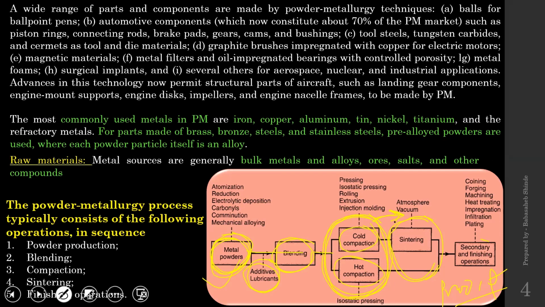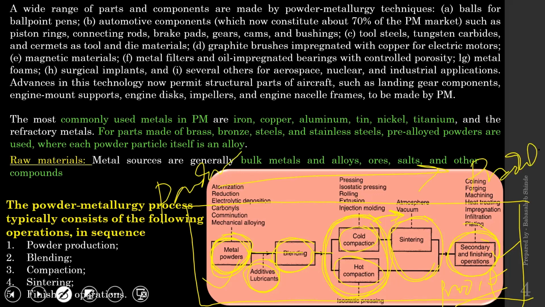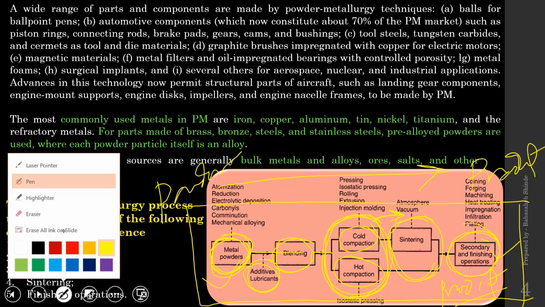And in many cases, that product needs to be processed further to impart some surface characteristics or to impart some dimensional tolerances. And the techniques are secondary and finishing operations. So this is going to be the sequence of operations when you want to convert a powder metal into a product. So these are the series of operations that we need to follow.